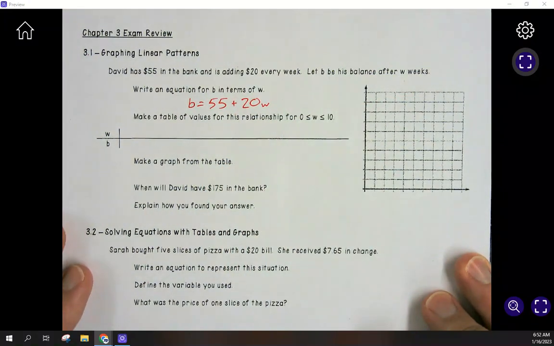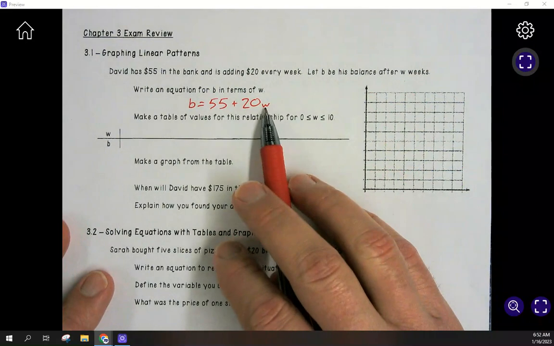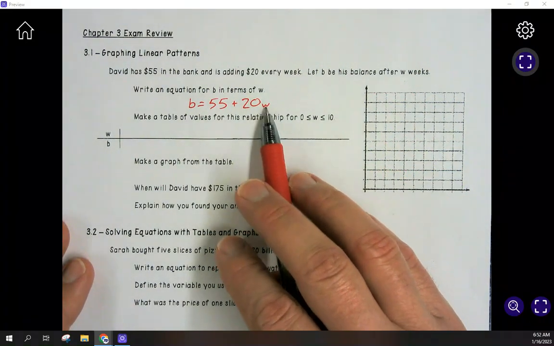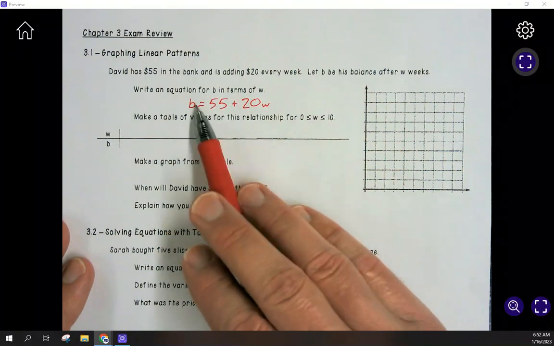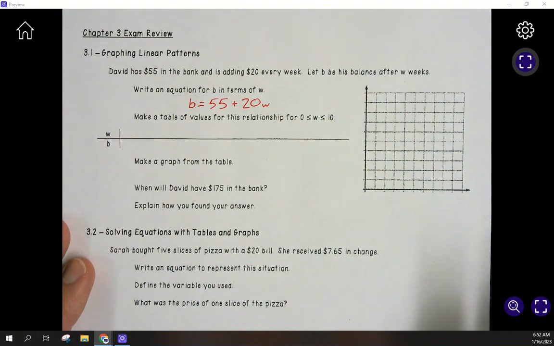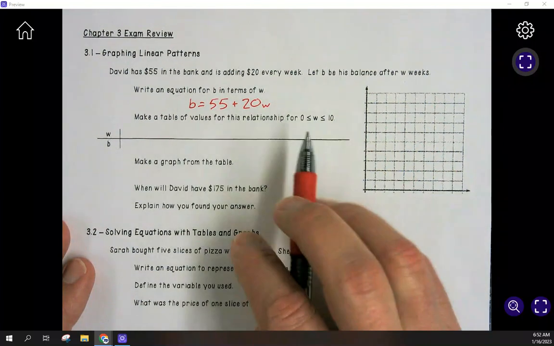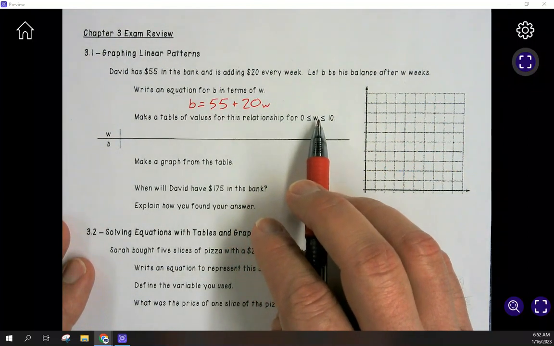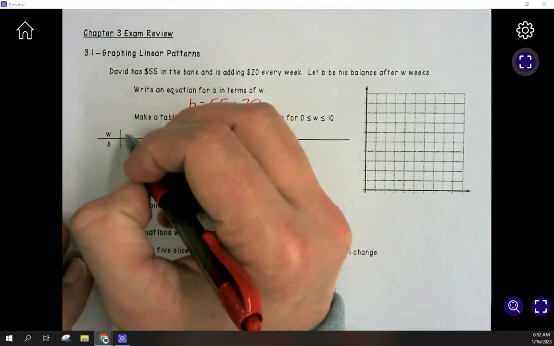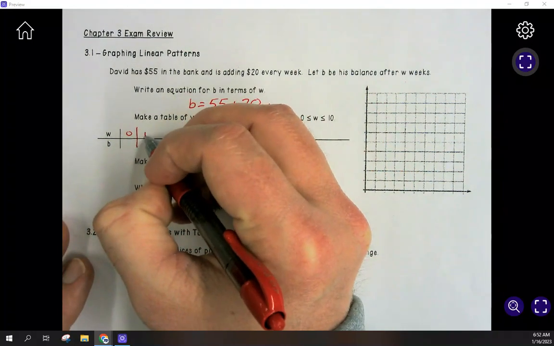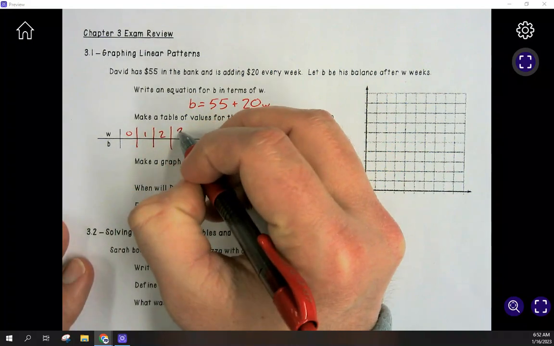So every time the number of weeks changes, we can just plug it in. 5 weeks, 5 times 20. 10 weeks, 10 times 20, plus the original 55, and that'll give you his total balance. So we're going to make a table here, and this is telling you that our table should go from 0 to 10 in terms of the weeks. So we're going to go 0, 1, all the way up to 10.